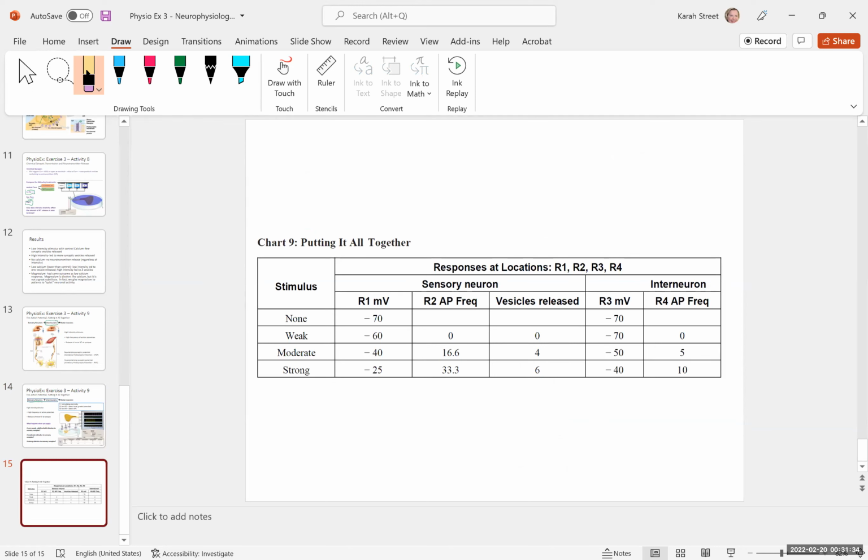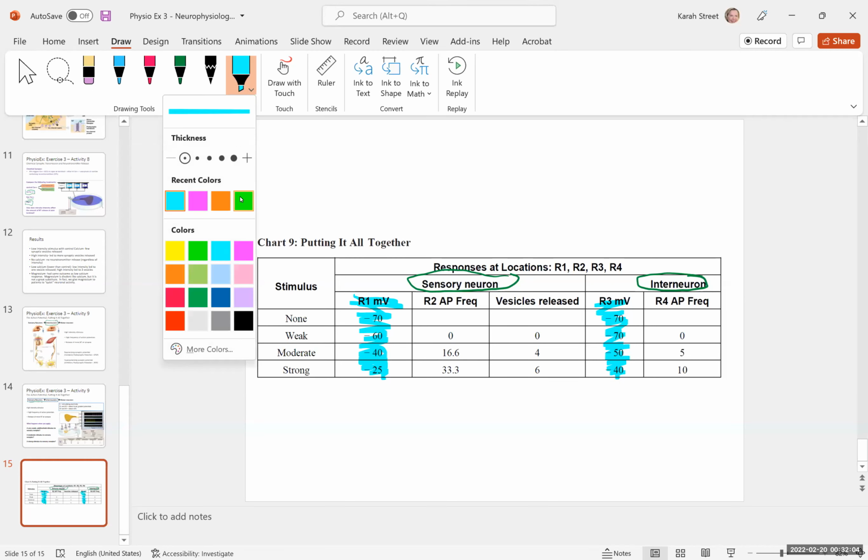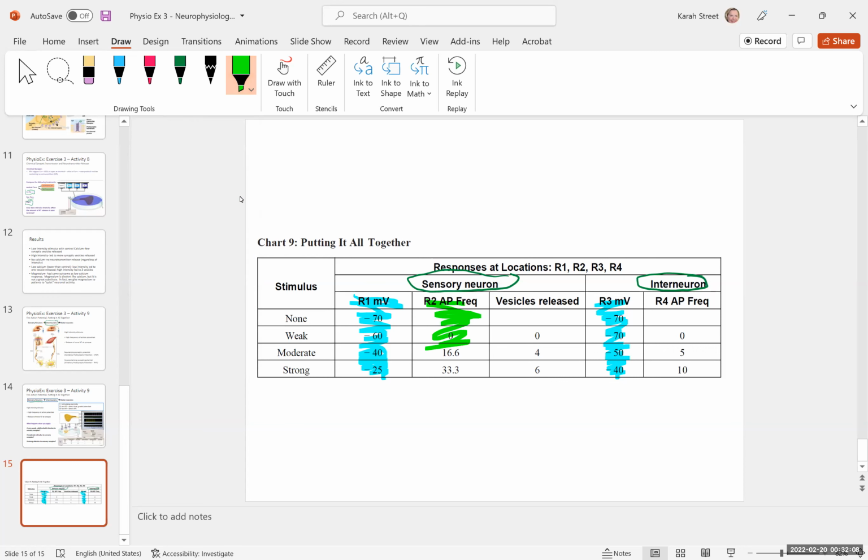First of all, we got our baseline read for both neurons. We have the sensory neuron and we have the interneuron. Highlighted in blue, I'll remind you, recording electrode one and three are in the somas of these neurons and will detect graded potentials. Recording electrode two and four are in the axons and they are going to detect action potentials. So we first have no stimulus, and obviously neither of these neurons are going to have any change in their resting membrane potential. And because there's no change in the resting membrane potential, no action potential was detected.